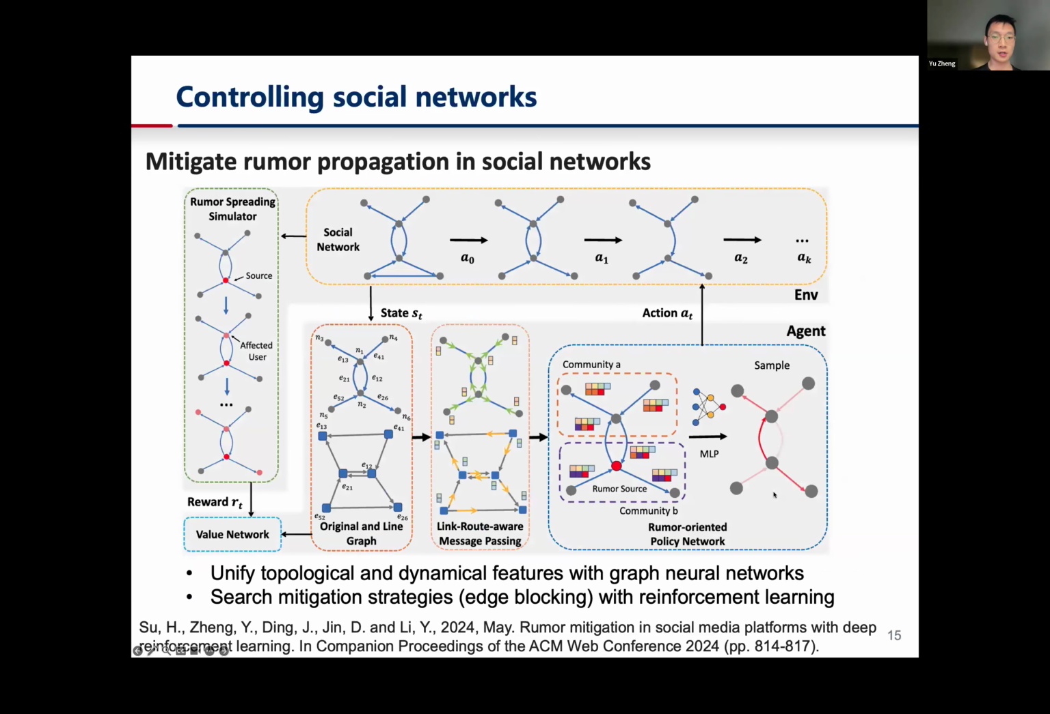So here we utilize graph neural networks to unify topological and dynamical features and perform message passing and neighbor aggregation to learn informative node and edge representations that take both topology and dynamics into consideration. And we search mitigation strategies, which are the edges to be blocked, with reinforcement learning.